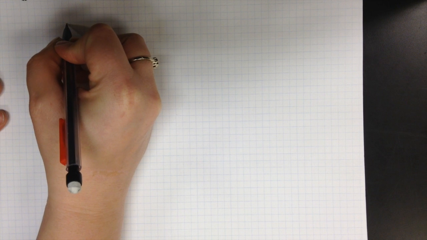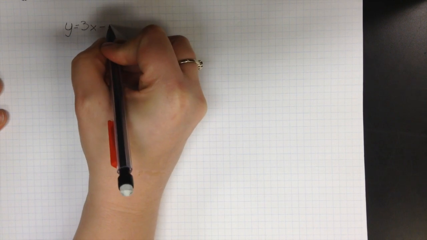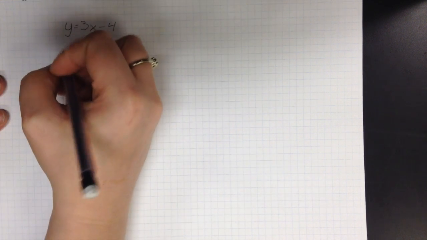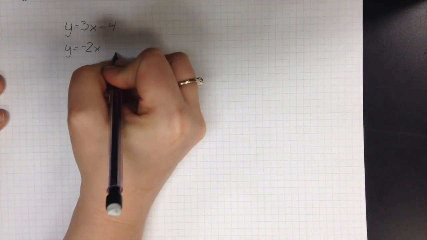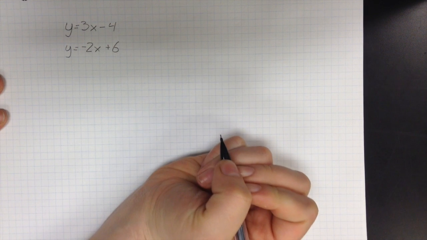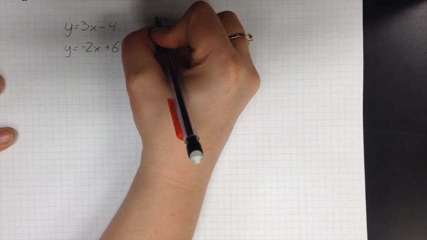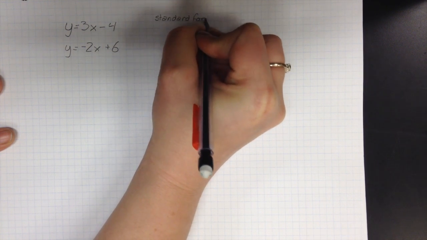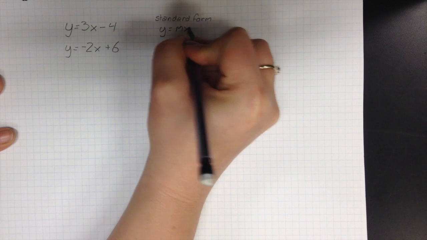Let's say one of our equations is y equals 3x minus 4. Okay, good, that's on there. And the other equation is y equals negative 2x plus 6. So when I say these are equations in standard form, what I mean is that these are equations in the form y equals mx plus b.